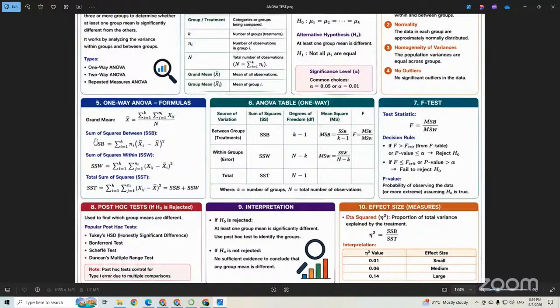You can see here the sum of squares we are given. This is the entire formula. Okay, and from this formula what you observe is only x bar, we have a single mean. Okay, and here is the ANOVA table, one way.